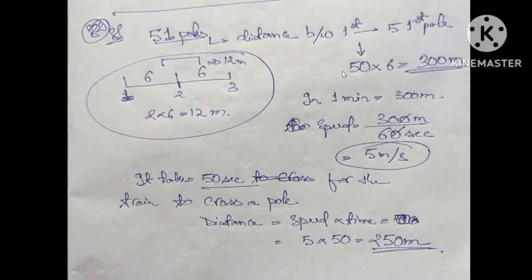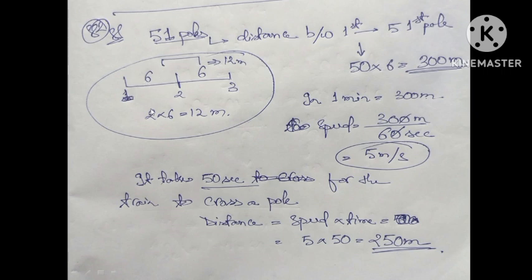Why not 51? It is 51 poles. No, why not 51? Because see here, suppose there are only 3 poles. What will be the total distance from the first to the last? 6 plus 6 will be 12, because between each pole the distance is 6.